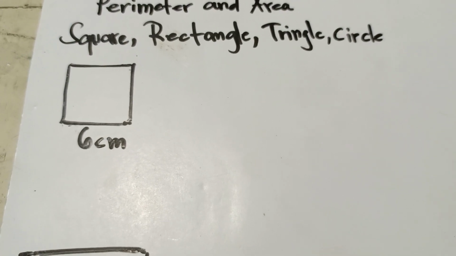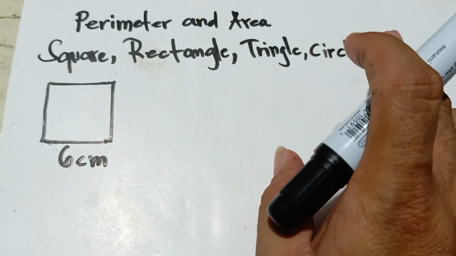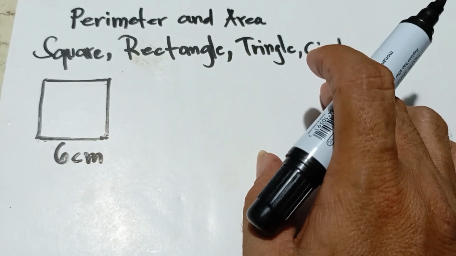Solving tayo ngayon. Perimeter and area. Square, rectangle, triangle, circle. Ito na mga guys.